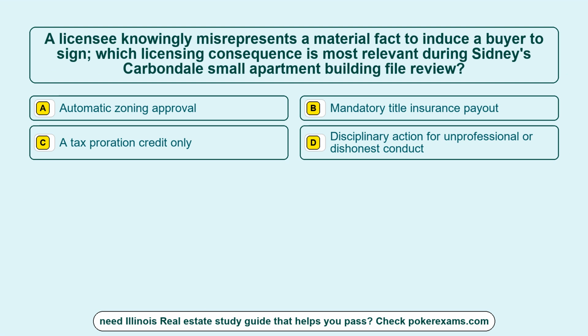Question 20. A licensee knowingly misrepresents a material fact to induce a buyer to sign. Which licensing consequence is most relevant during Sydney's Carbondale small apartment building file review? Option A, automatic zoning approval. Option B, mandatory title insurance payout. Option C, a tax proration credit only. Option D, disciplinary action for unprofessional or dishonest conduct.